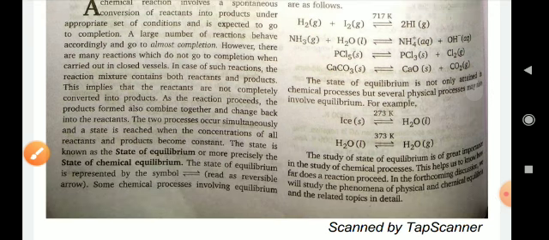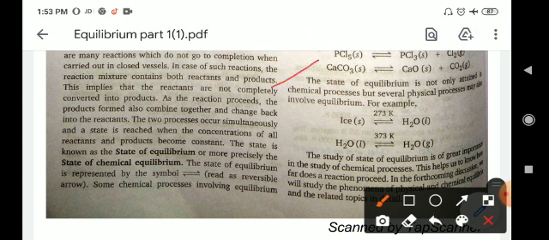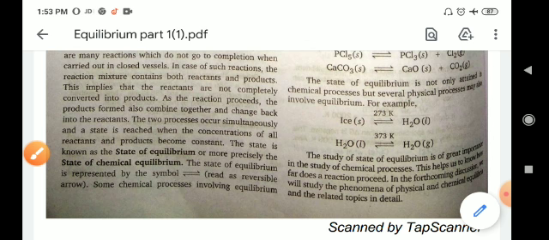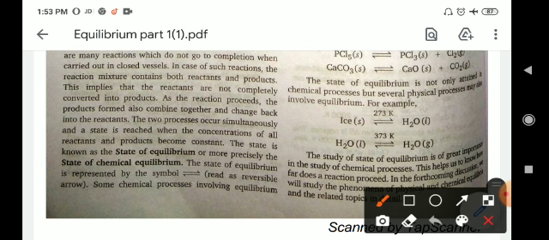So the state of equilibrium is not only attained in a chemical process, but several physical processes may also involve equilibrium. Like that, solid ice when it melts gives liquid water, and this liquid water when it vaporizes gives water vapors. So the study of the state of equilibrium is of great importance in the study of chemical processes. This helps us to know how far a reaction proceeds.